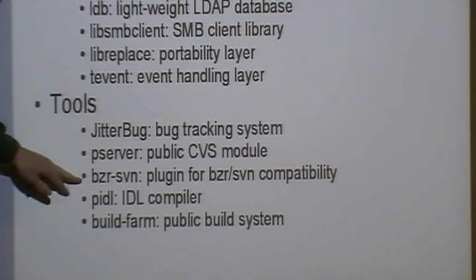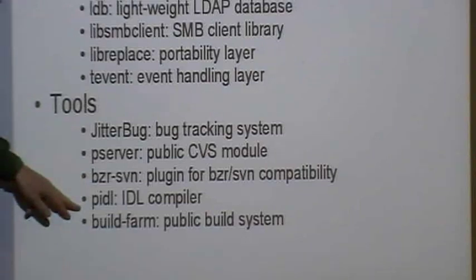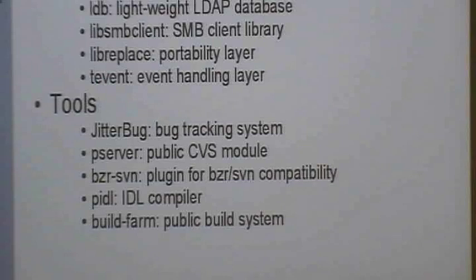The BZRSVN module. HIDL was an IDL compiler. It's a Perl-based IDL compiler that helps us build our C code from IDL files, so source code generation. Yep. IDL is the interface definition language.